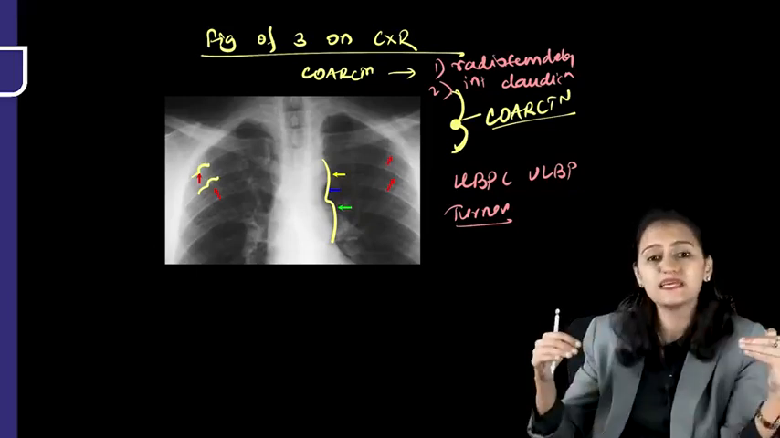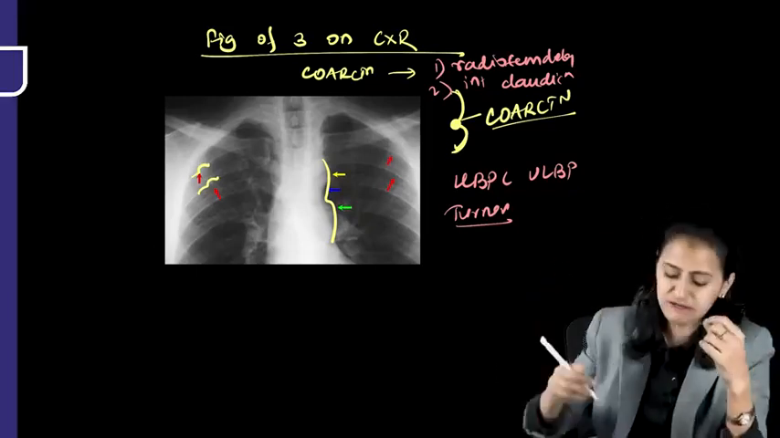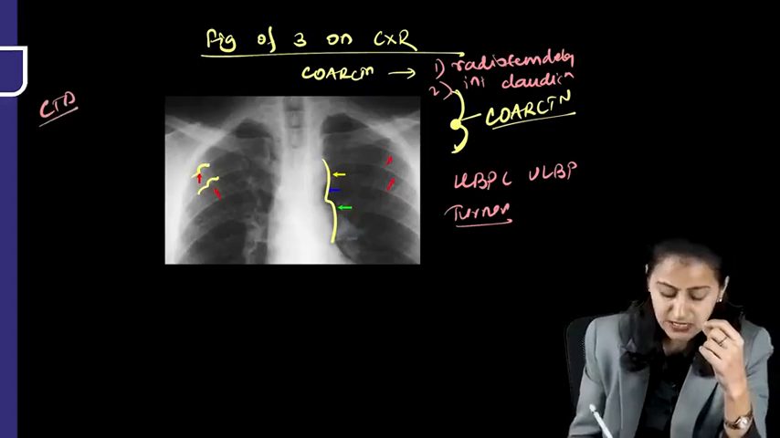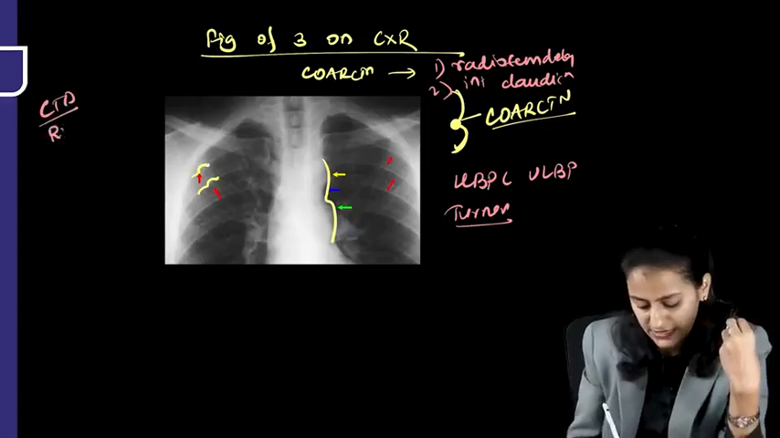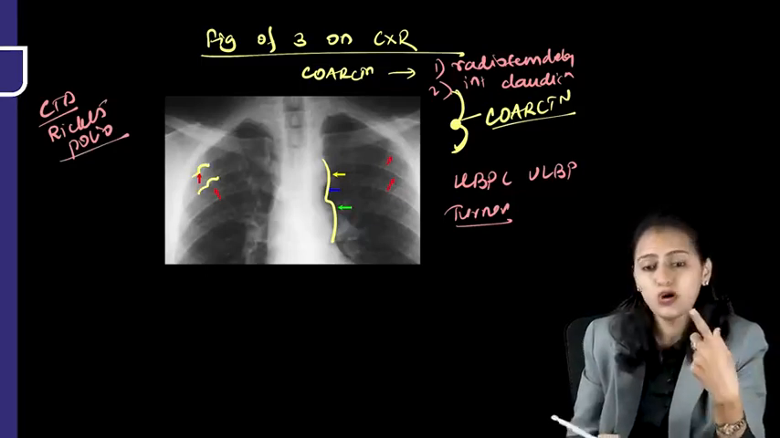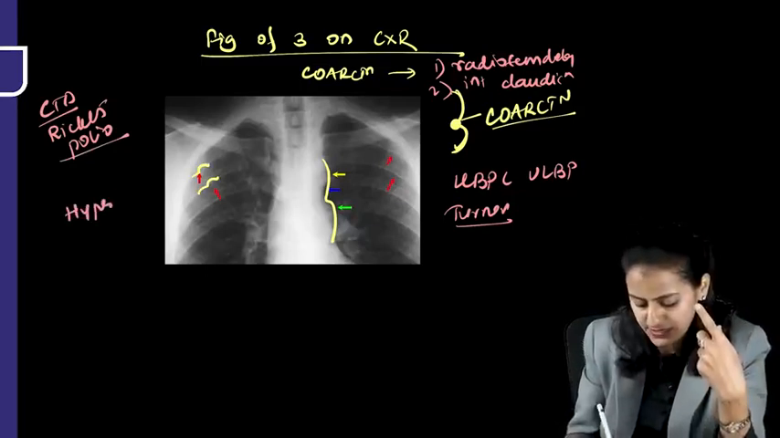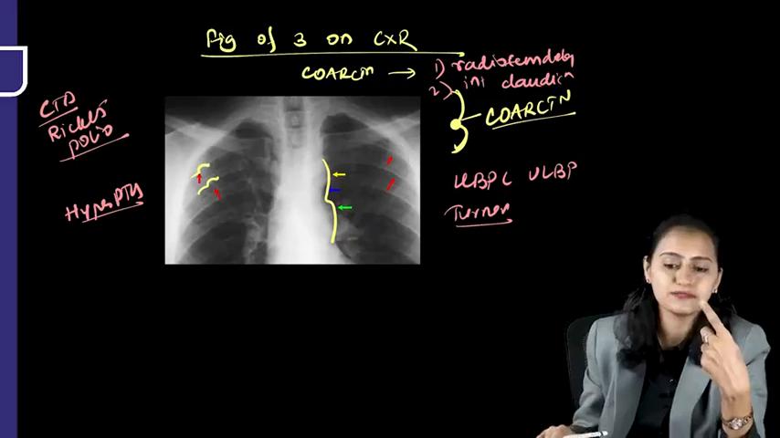What causes superior rib notching? The connective tissue disorders, and the muscular causes like polio and rickets, cause superior rib notching. Both superior and inferior rib notching is seen in hyperparathyroidism.